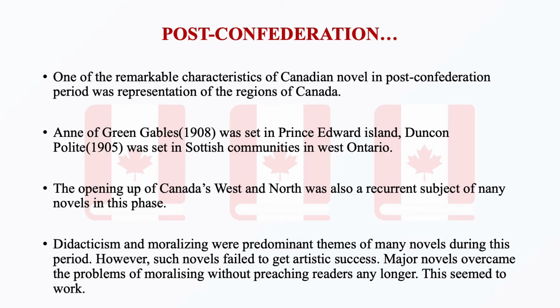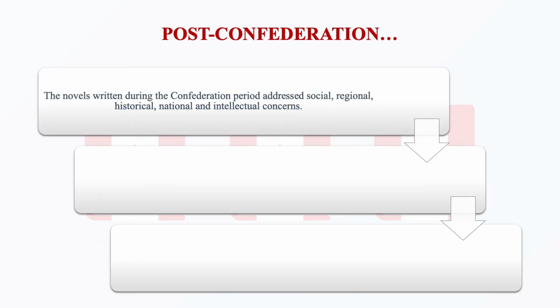One of the characteristics of the novels during this period was didacticism and moralizing. Therefore, didacticism and moralizing were predominant themes of many novels during this period. However, such novels failed to achieve artistic success. Major novels overcame the problems of moralizing without preaching to readers any longer. The novels written during the Confederation period addressed social, regional, historical, national, and intellectual concerns.